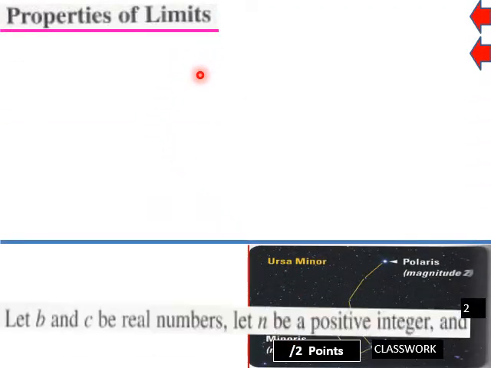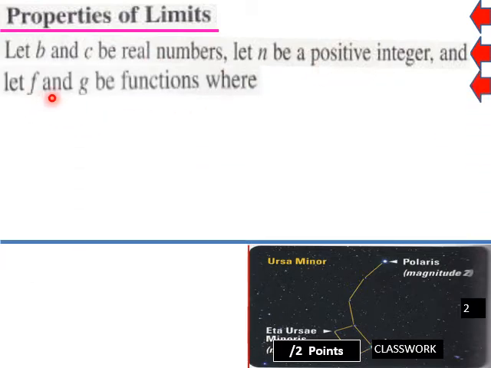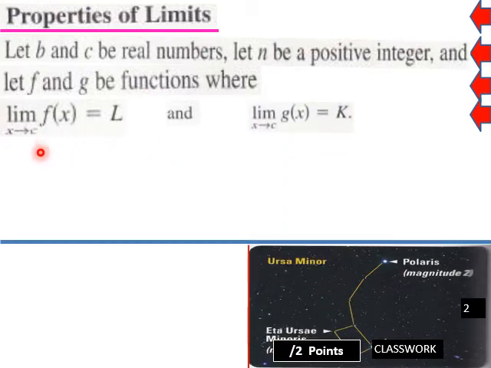And then properties of limits for 11.1, let b and c be real numbers, let n be a positive integer, and let f and g be functions where the limit as x goes to c of f of x would equal L, and the limit as x goes to c of g of x would equal k. So b and c are real numbers in this situation. Let n be a positive integer, and f and g be functions where this is a situation here.